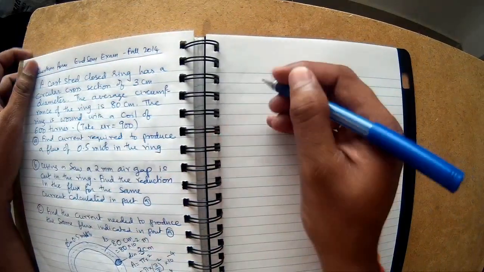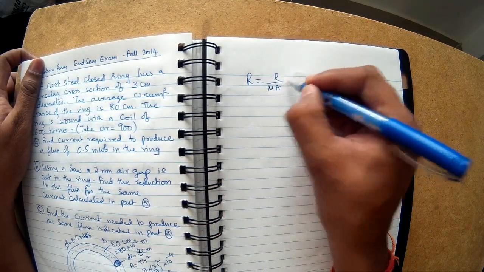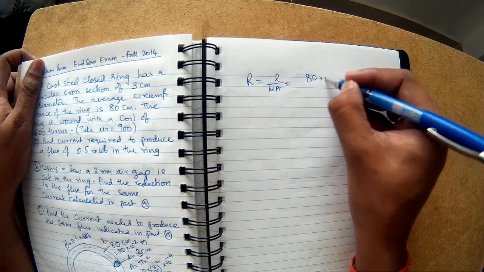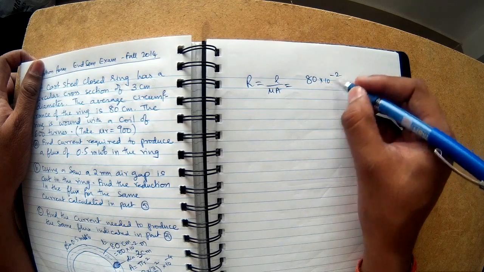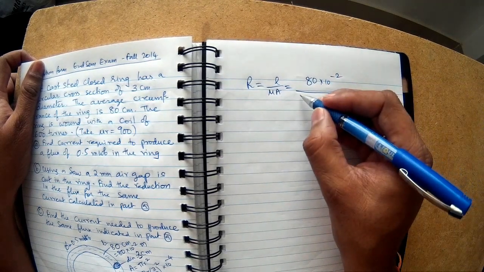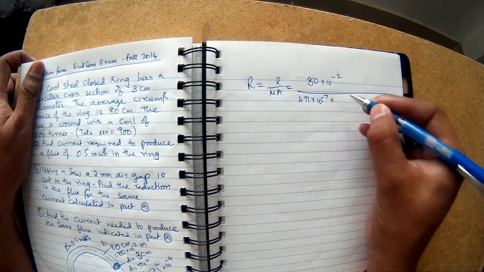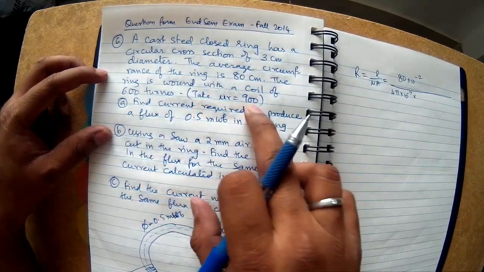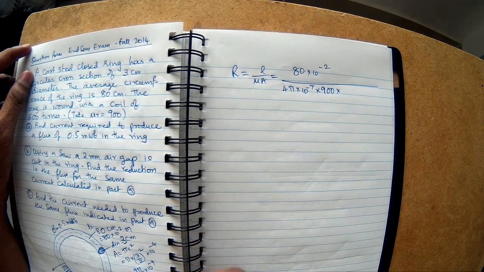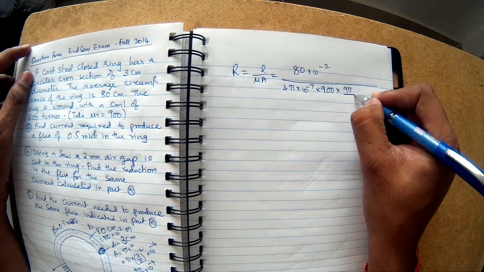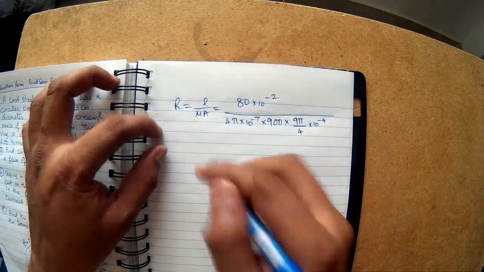First let's find the reluctance of the ring. Reluctance is L by mu into A. L is 80 centimeters, 80 into 10 power minus 2 meters, divided by mu, that is 4 pi 10 power minus 7 into mu r. In the question it is given, take mu r is 900. So 900 is the relative permeability, and multiplied by area. The area I already calculated, 9 pi by 4 into 10 power minus 4. Let's simplify this.